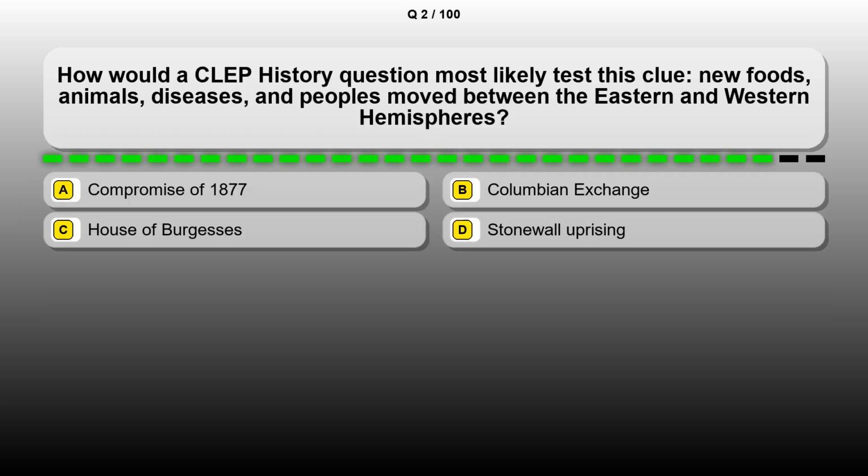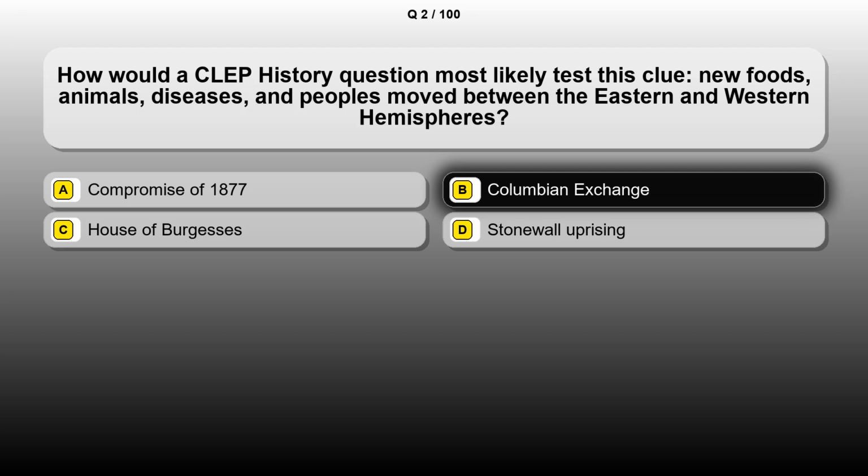Question 2. How would a CLEP history question most likely test this clue? New foods, animals, diseases and peoples moved between the Eastern and Western hemispheres. Option A, Compromise of 1877. Option B, Columbian Exchange. Option C, House of Burgesses. Option D, Stonewall Uprising.